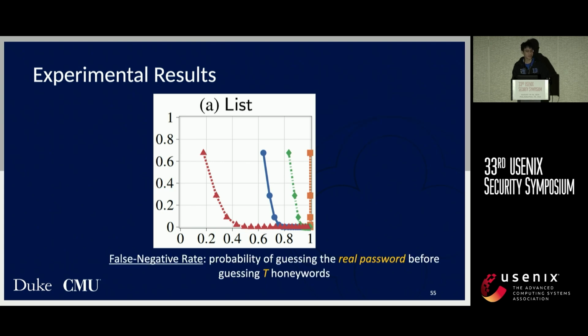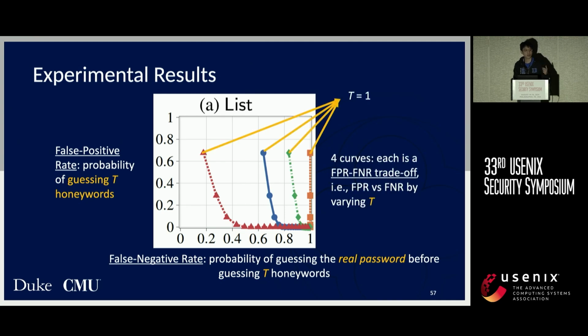In this figure, the x-axis is the false negative rate, representing the probability that the false negative attacker succeeds. When the false negative rate is closer to 1, that means the false negative attacker has a higher probability to succeed. And the y-axis is the false positive rate, which represents the probability that the false positive attacker succeeds. We have 4 curves in each graph. Each represents a trade-off between the false positive rate and false negative rate. We obtain each curve by varying the threshold t.